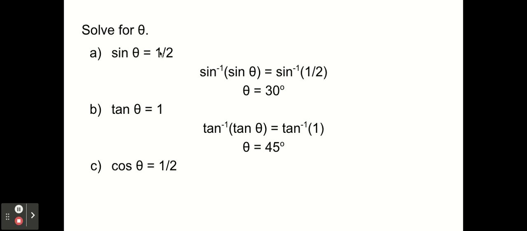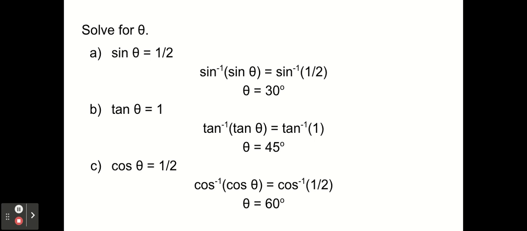If sine of theta was a half and sine was 30, then this should be 60, right? So let's solve it. Let's inverse cosine both sides. I'll take inverse cosine of cosine, and then equals inverse cosine of a half. Remember, none of this is multiplication. These are functions, so it's inverse cosine of cosine. I'll be left with the input, which is theta.